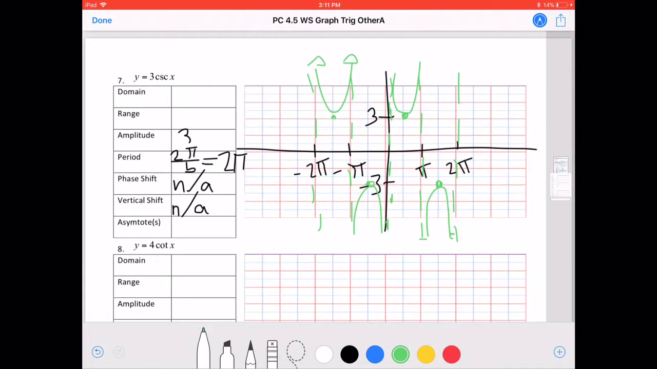So range is the easiest one to do out of the 3, and that would be from negative infinity. Here we do d minus the amplitude, so 0 minus 3, so negative 3. Union, then we pick back up at d plus a, so positive 3, positive infinity.